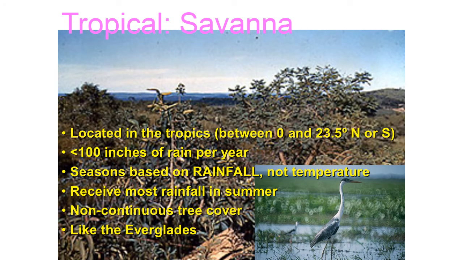There's also the tropical savanna, and as you can see in the savanna there are fewer trees. It's still in the tropics, it's still quite rainy, but as you can see it's fewer than 100 inches of rain per year, unlike the rainforest, which has more than 100 inches of rain per year. The seasons, you'll have a wet season and a dry season.